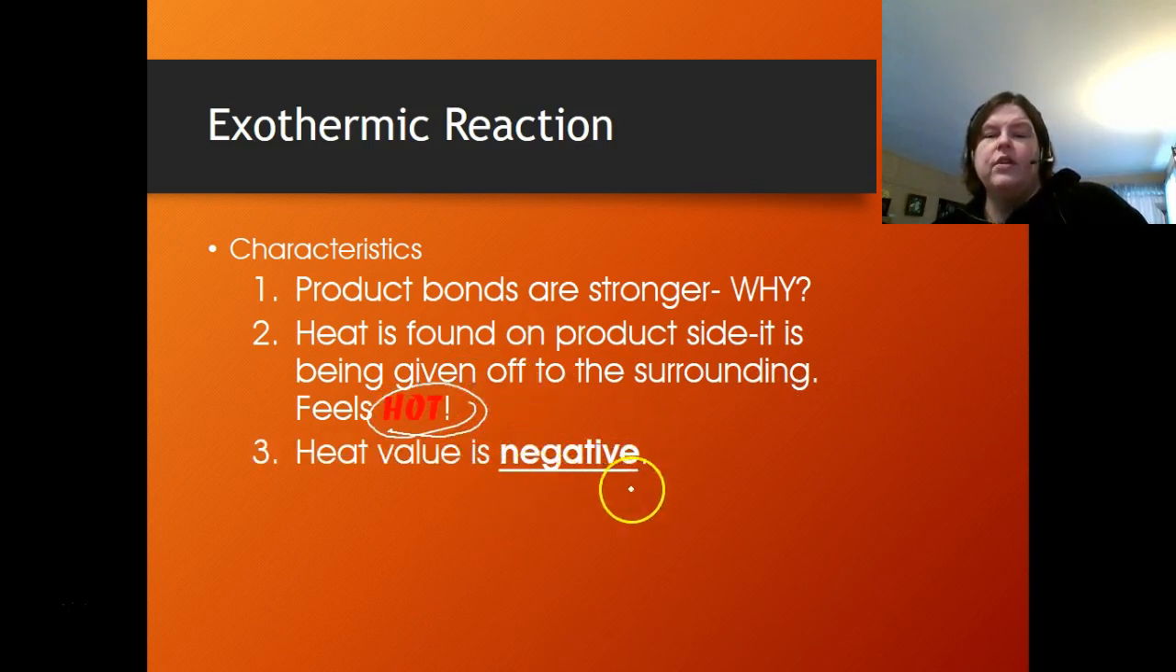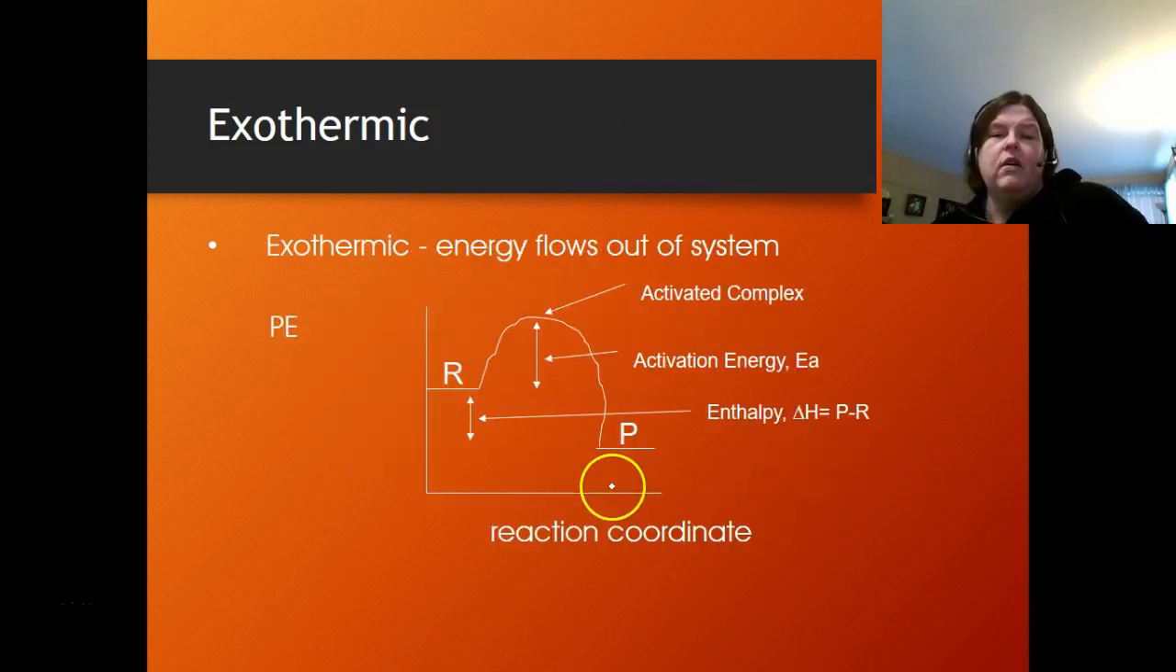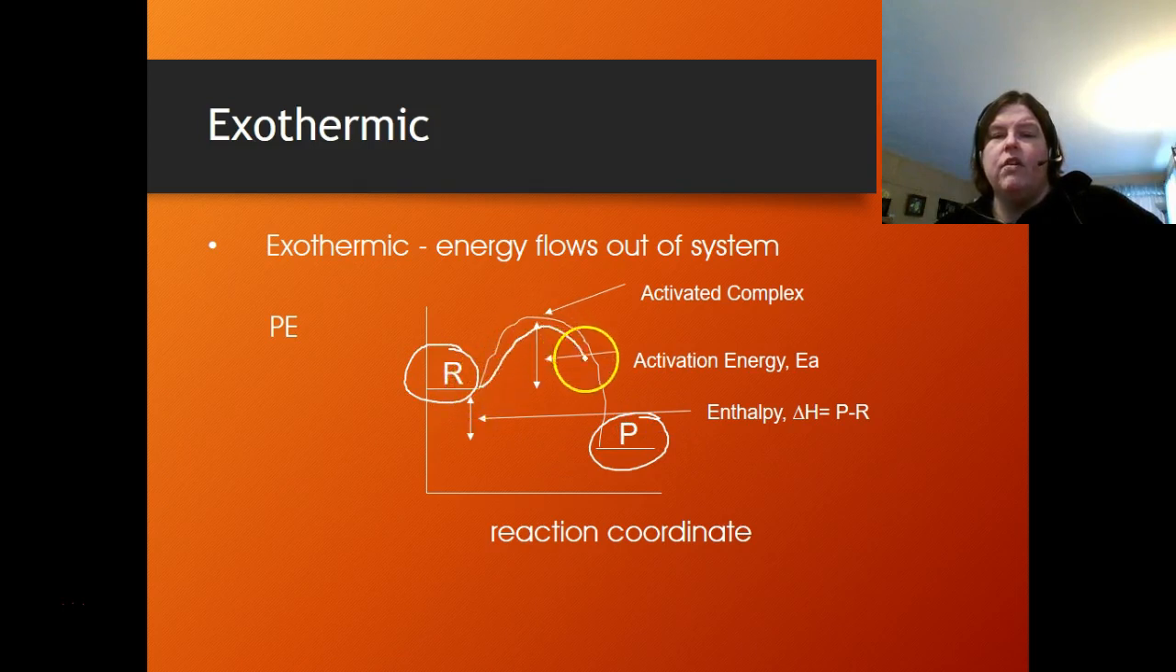So the heat value is considered to be negative, and this is a really important thing. So exothermic reactions are negative reactions. When we have changes in heat, they're negative. Okay, so this is an exothermic reaction. Here we see reactants, and we see products, and we see how the reaction is occurring, right? And we see that between the reactants and the products, this value is called enthalpy. And enthalpy is how we measure heat in a reaction. And notice it's products minus reactants, the PE of the products minus PE of the reactants.